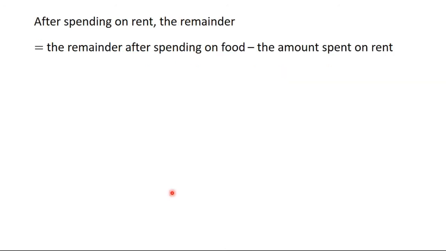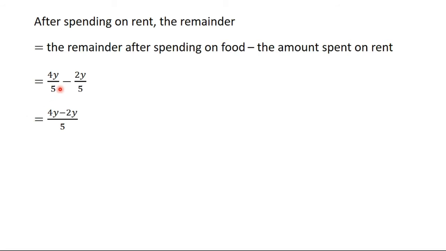So if you want the remainder, what is remaining? It is what he had in hand before paying for the rent, which is the remainder after spending on food, minus what he spent on rent. So what he had in hand after spending on food was 4y/5. What he spent on rent was 2y/5. So if you want the remainder after spending on rent, it's going to be 4y/5 minus 2y/5.